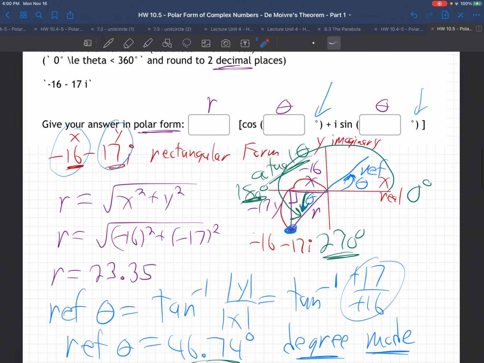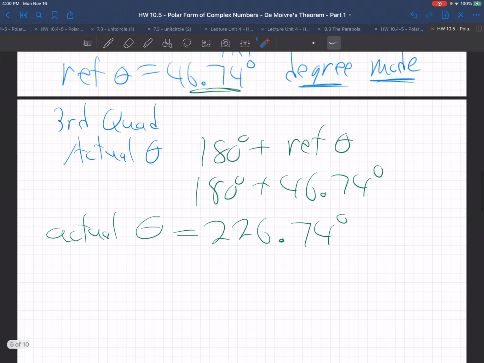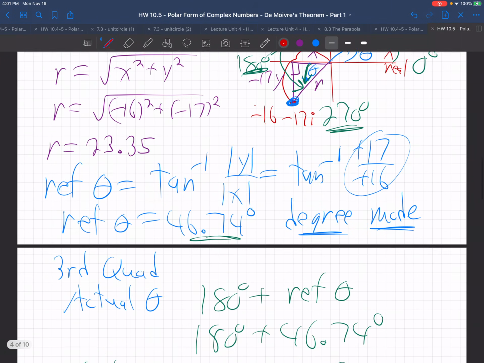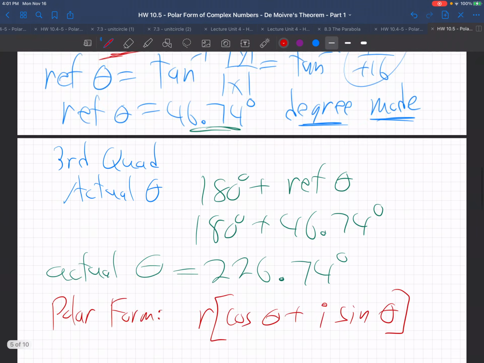So there we go. So the polar form then is, I'll write it here and I'll move it up there. Polar form is R cos theta plus i sine theta. That's polar form. So you put the R on the outside. What was our R? There it is, 23.35.